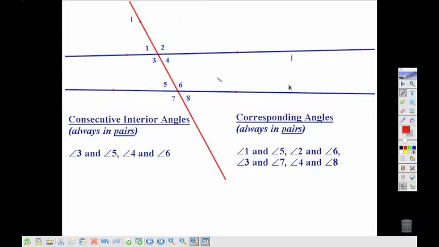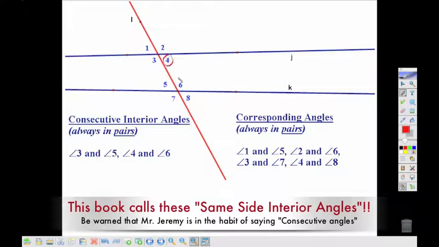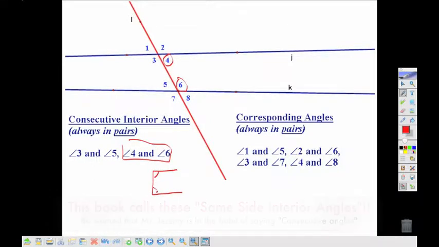The next pair is the consecutive interior angles. Now consecutive interior angles are going to be on the same side of here, so like 4 and 6. Notice that it makes sort of a C shape with our angles. Same thing with angles 3 and 5, that we get sort of a C shape going the other direction. Those are our consecutive interior angles.